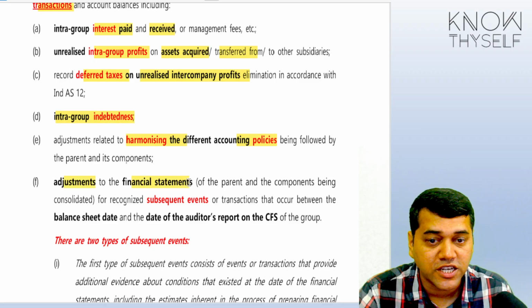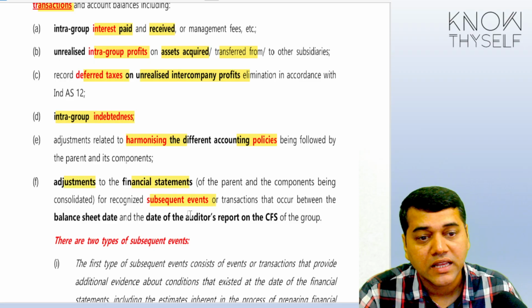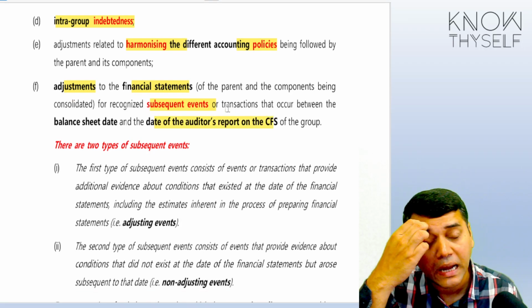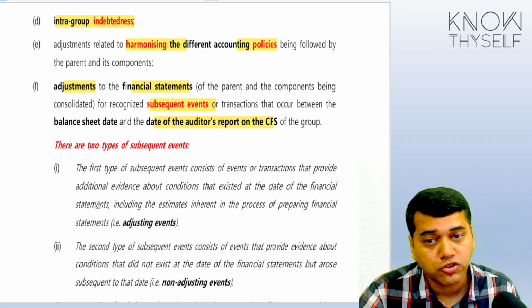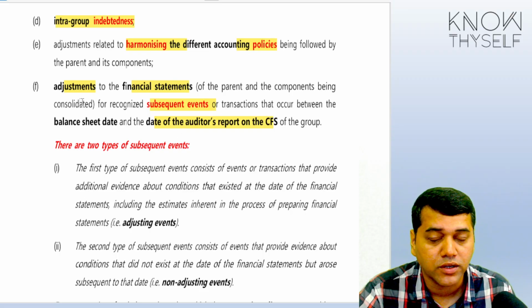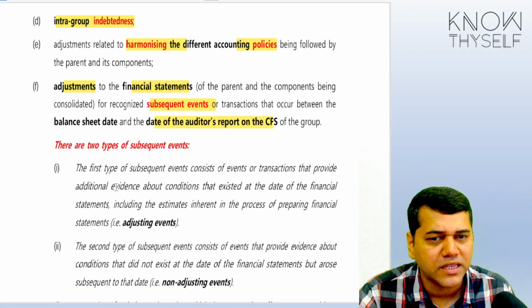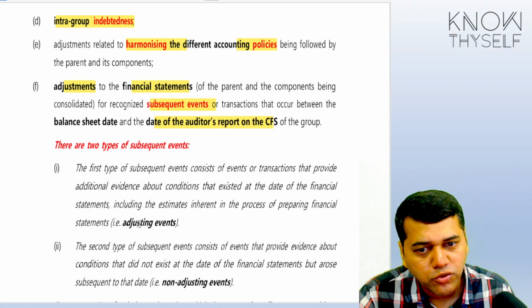Adjustment to the financial statement for the subsequent events that occur between the balance sheet date and the date of the auditor's report. So anything happening as a subsequent event also should be added as part of your current period adjustment. And now they explain what all the adjusting events are. Again, forget it. Simply they have added it here.